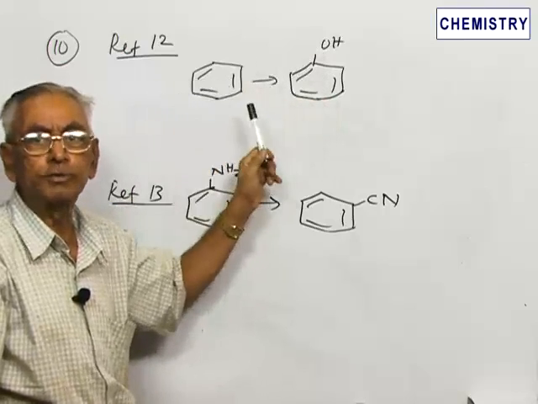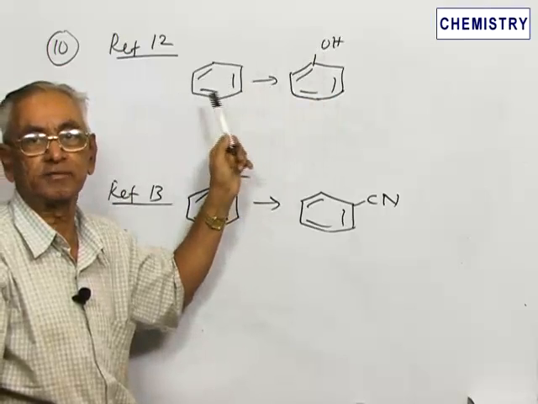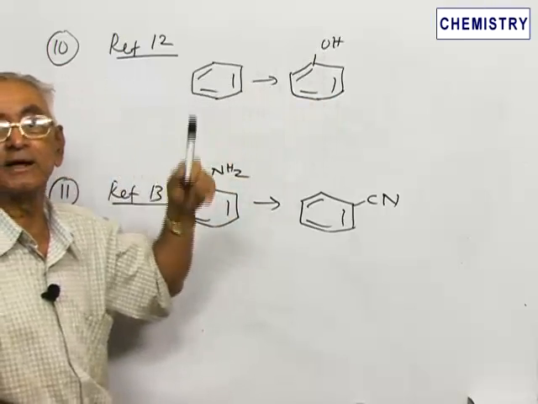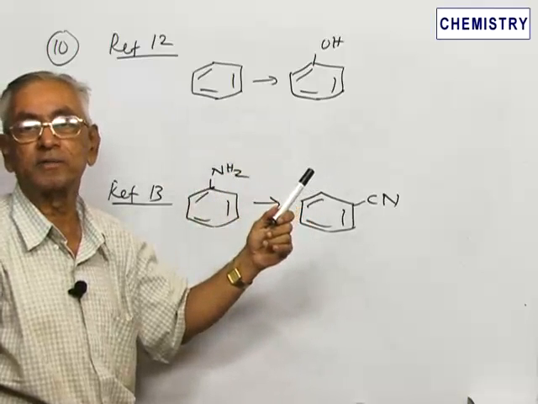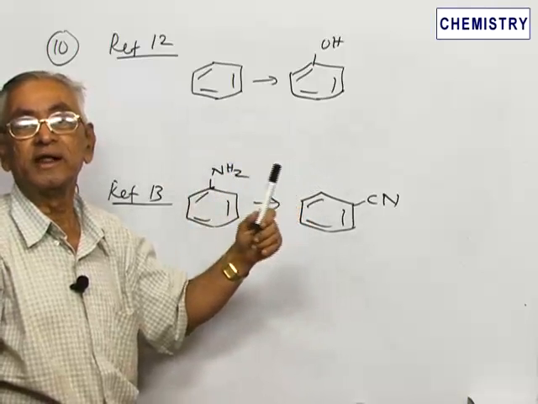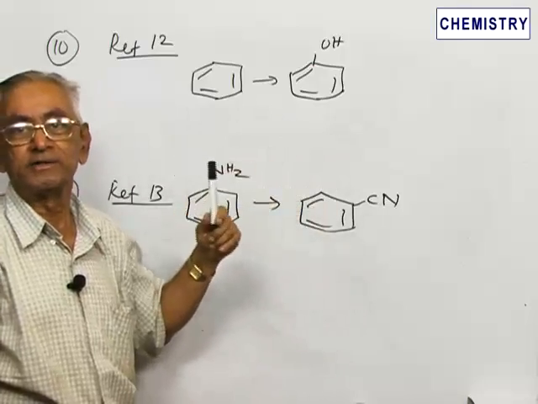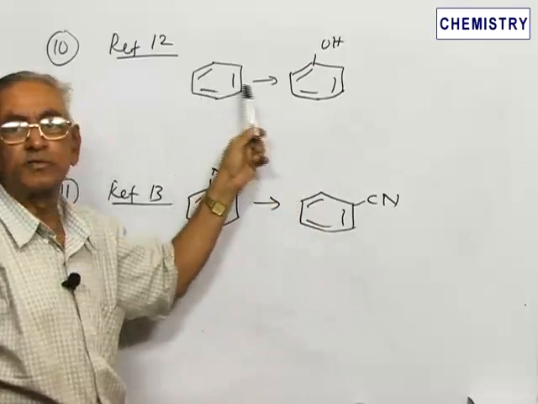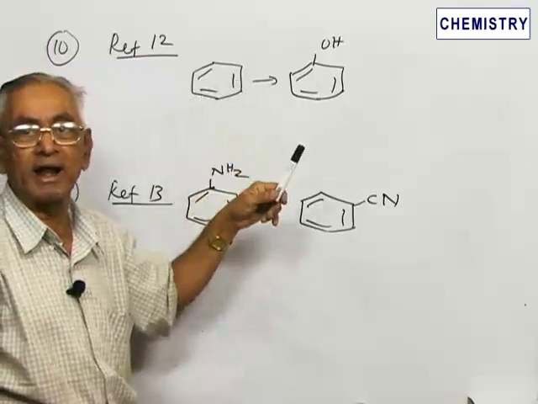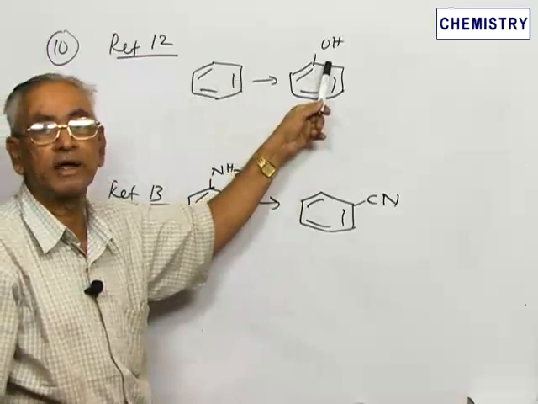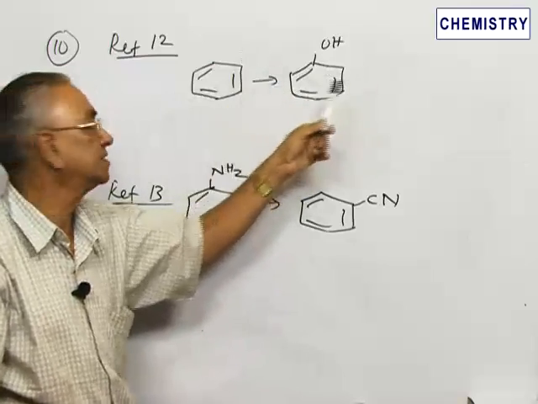There are only a few groups that can be directly introduced in the benzene ring. For example, a benzene ring can be nitrated. A benzene ring can be alkylated directly by means of Friedel-Crafts reaction. A benzene ring can be halogenated by means of chlorine. So, a few groups can be directly introduced, but there are other groups which cannot be directly introduced; however, these compounds can be obtained by means of indirect methods.